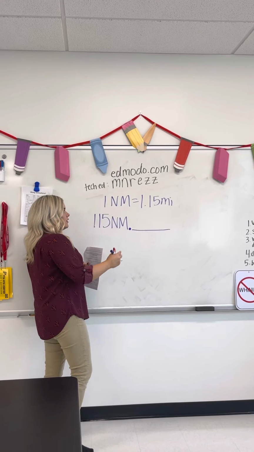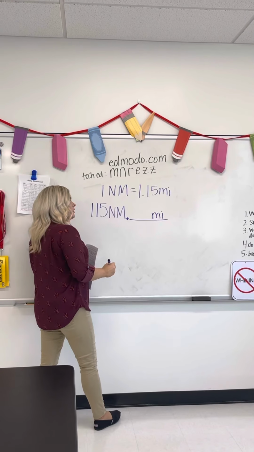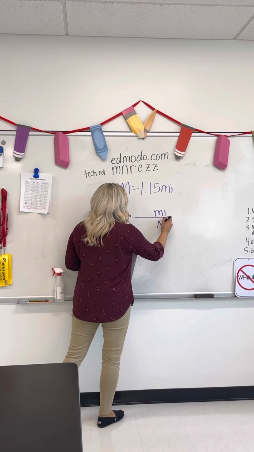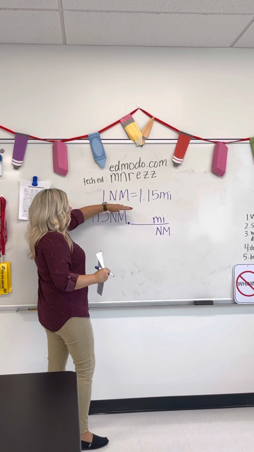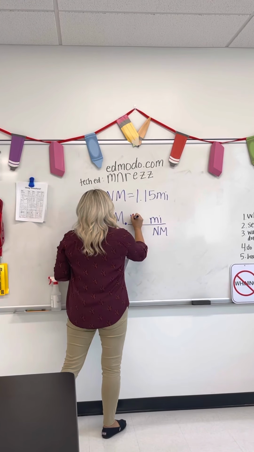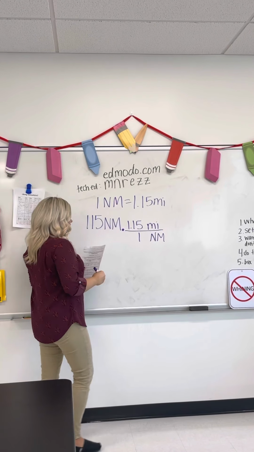I'm going to put what I want on the top, which is miles. I'm going to put what I don't want on the bottom, which is nautical miles. And then I'm going to plug in the numbers in front of these where they go. 1.15 goes in front of the miles, and 1 goes in front of the nautical miles.